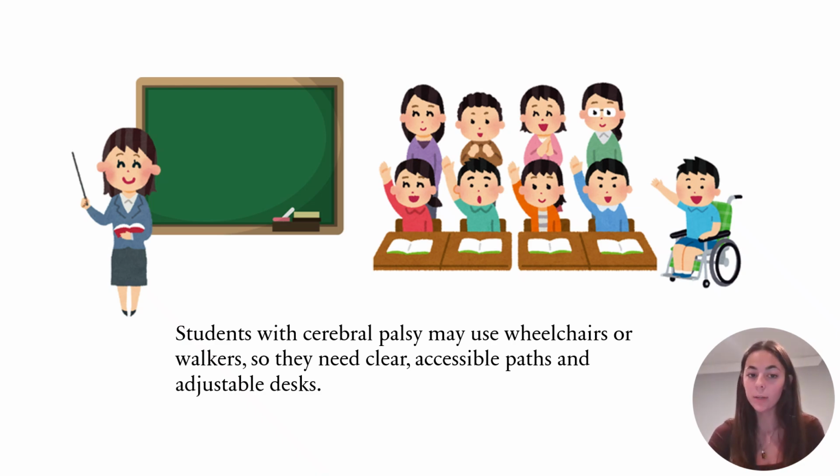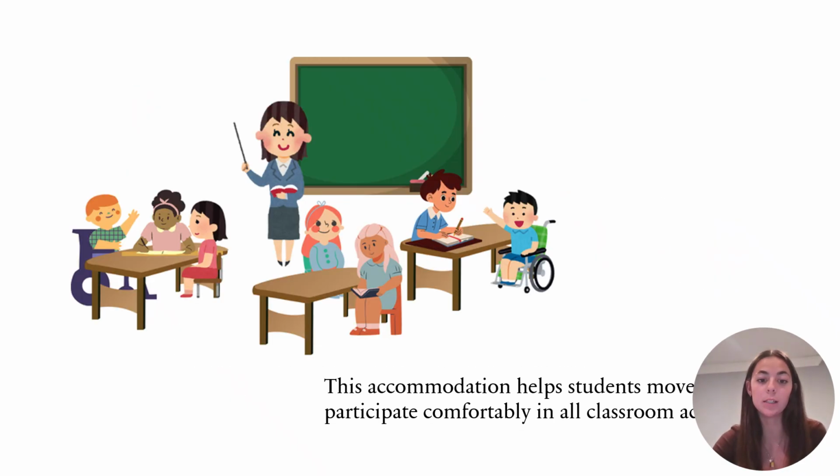For my first accommodation, I have a student with cerebral palsy sitting off by himself, and all the other students sitting at desks next to each other or standing. Students with cerebral palsy may use wheelchairs or walkers, so they need clear, open, accessible paths and adjustable desks. My accommodation is to have desks that are open at the bottom so that wheelchairs can go under, and also allow other students to sit at the desk so that they don't feel left out and that they can all learn together.